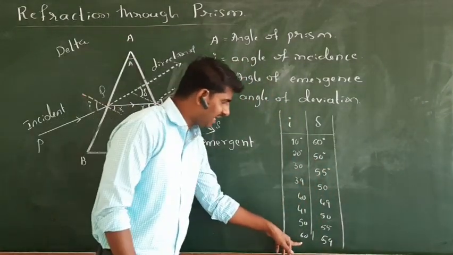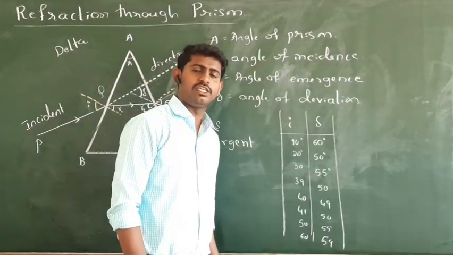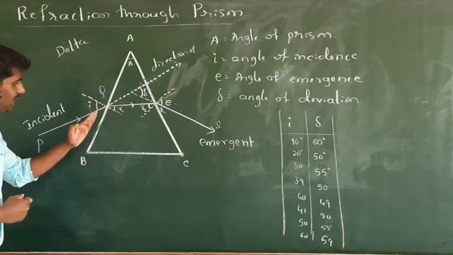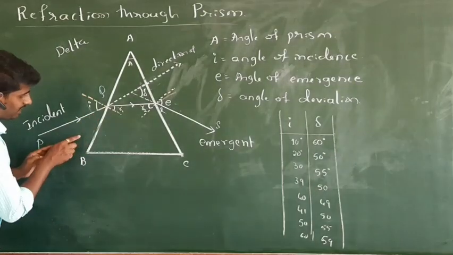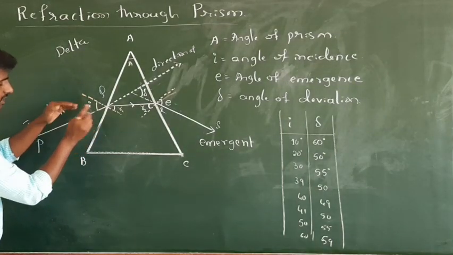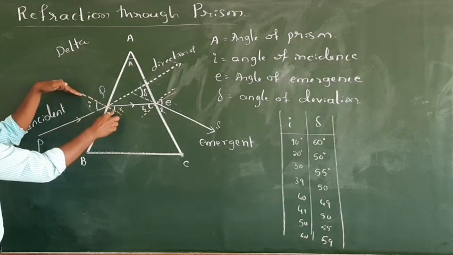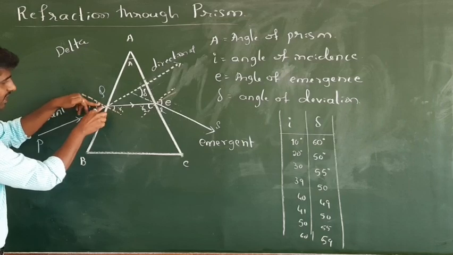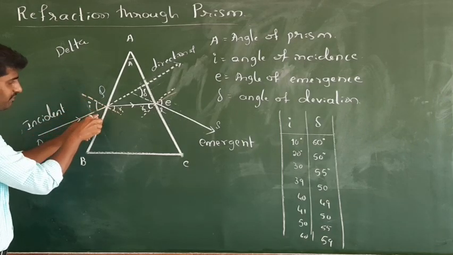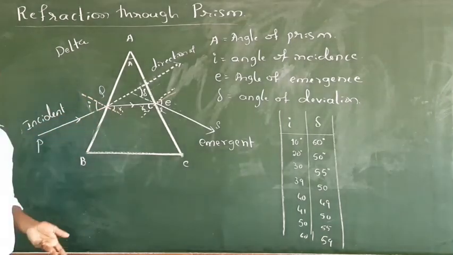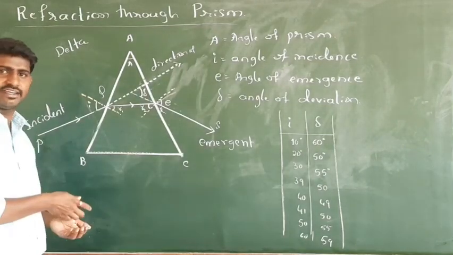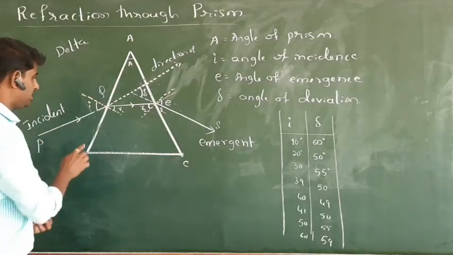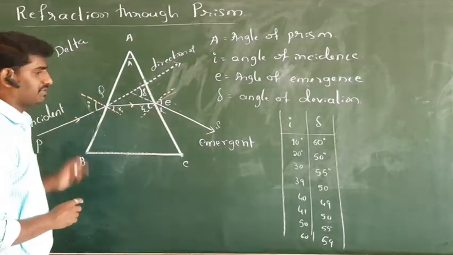Okay. So up to what angle can I increase the angle of incidence? You can see it in this diagram. The angle of incidence is measured with respect to the normal line. So 10 degrees, 20 degrees, 30, 40, 50, 60, up to what? Up to 90 degrees. If the angle of incidence is 90, it will be a grazing ray. It grazes the surface of the prism.